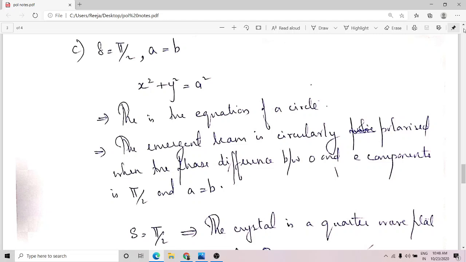That is, when a beam of plane polarized light is incident normally in a direction perpendicular to the optic axis with vibrations inclined at some angle theta with the optic axis on a doubly refracting crystal, the emergent beam will be elliptically polarized if the phase difference between the O and E components is pi by 2 and their amplitudes are not equal.